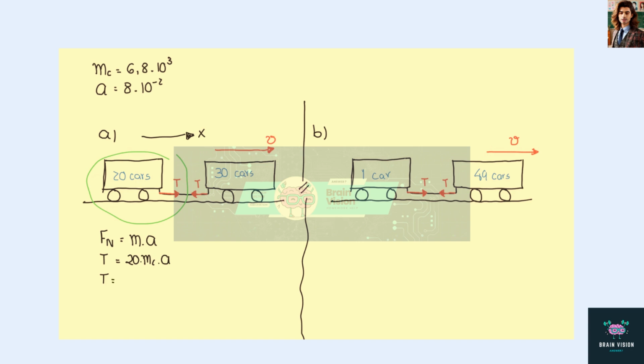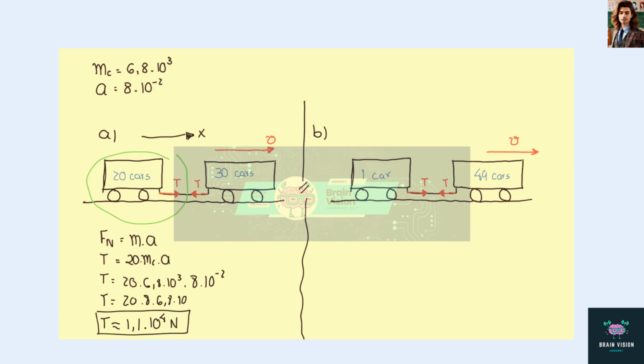Using the information that we're given in the problem, we get a tension that is equal to 20 times 6.8 times 10 to the third times 8 times 10 to the minus 2. And this is 20 times 8 times 6.8 times 10. So the tension is approximately 1.1 times 10 to the fourth newtons in this situation.